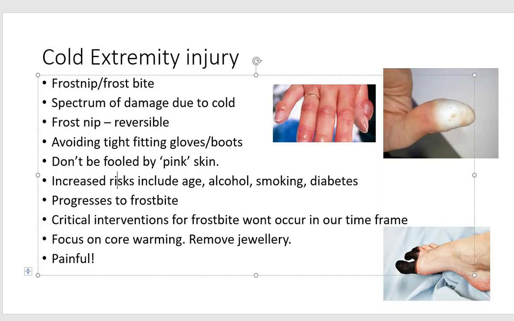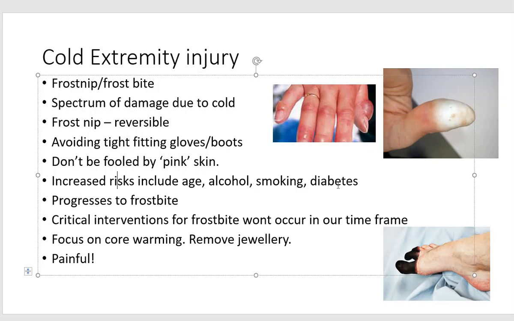Things that will increase the risk of cold extremity injury: when people get older, or young people, older people who can't regulate their temperature as well. People who've been drinking alcohol, so again they can't regulate their temperature as well. Smokers and diabetics may have poor blood supply to their hands and their feet through the damage that these things cause. These people are more at risk.